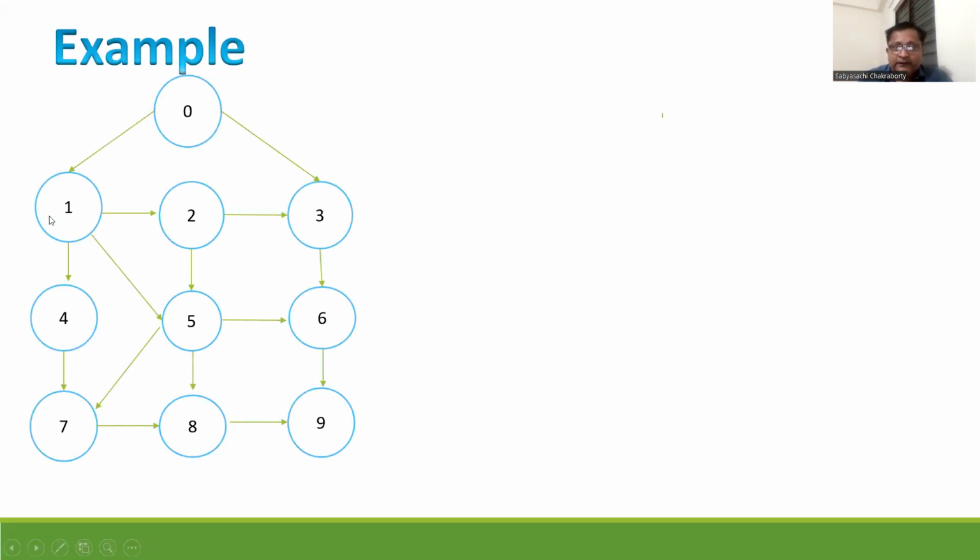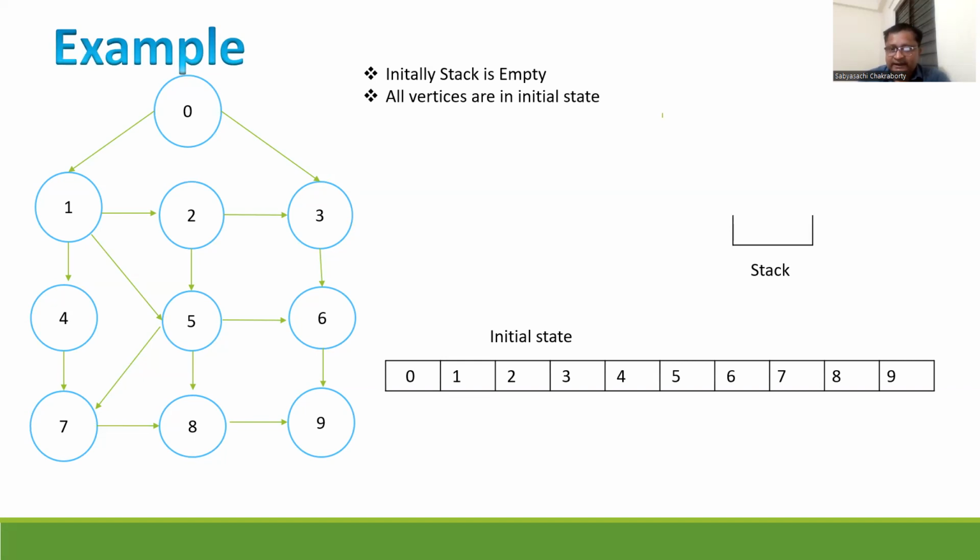Suppose we have an example graph. We have 10 vertices, from 0 to 9. Initially, all vertices are in the initial array. That is the initial state, which means all vertices are put into the initial array.